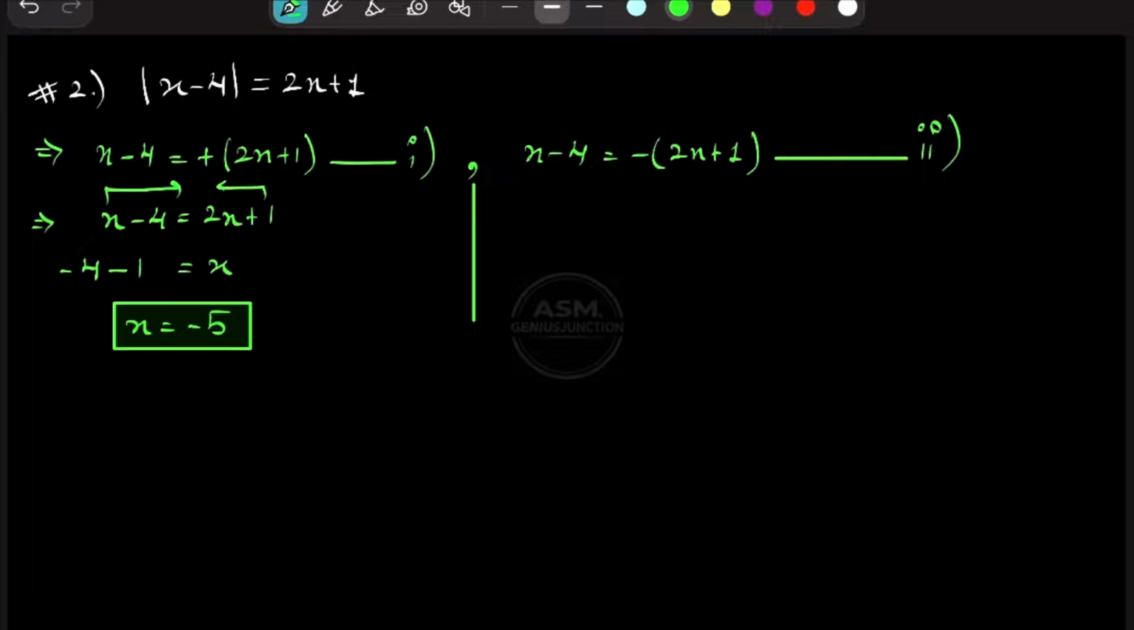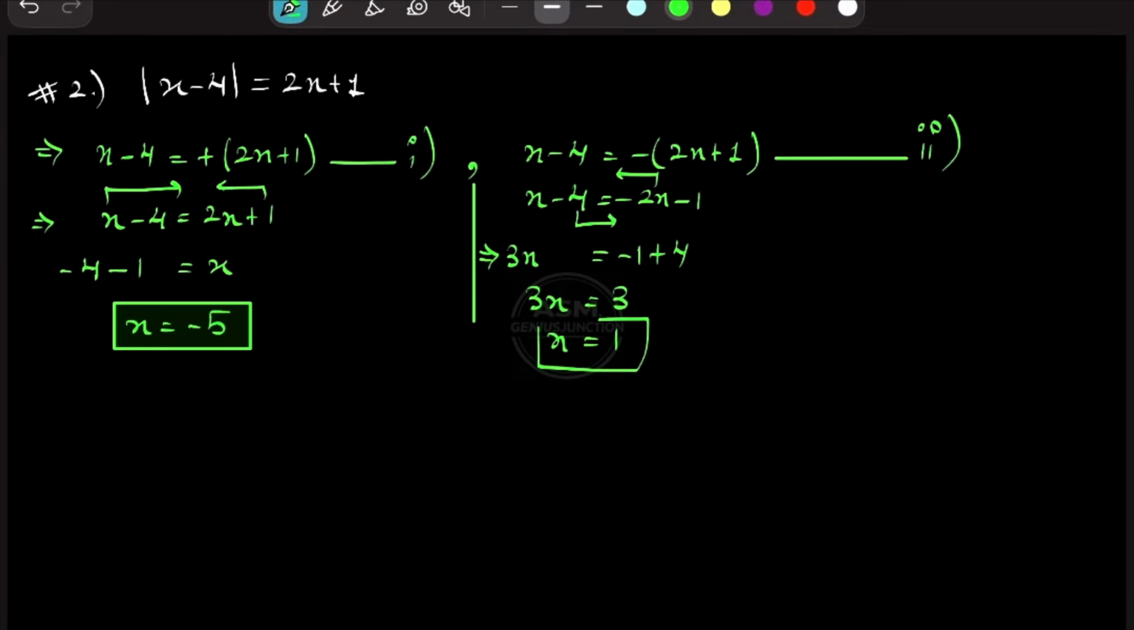Exactly the same way I will solve the other part of this. This is x minus 4 equals minus 2x minus 1. Again shifting everything on the left hand side, I will get 3x. I will shift this number to the other side, so I will get minus 1 plus 4. This is going to give me 3x equals 3, that is x equals 1.